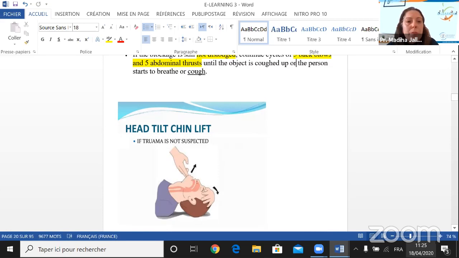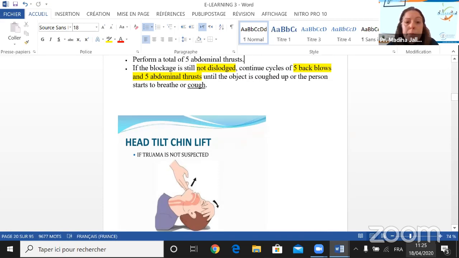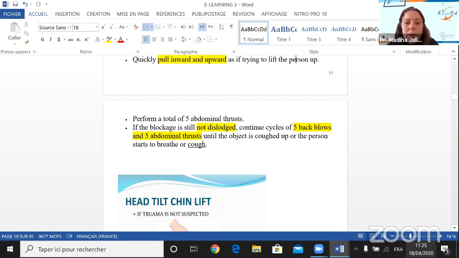If the blockage is still not dislodged, you have to continue these cycles, and you can alternate the back blows and the abdominal thrusts till the object is coughed up or removed. Good. So here we dealt with 2 techniques: the Heimlich maneuver and giving 5 back blows between the shoulder blades to respond to choking.